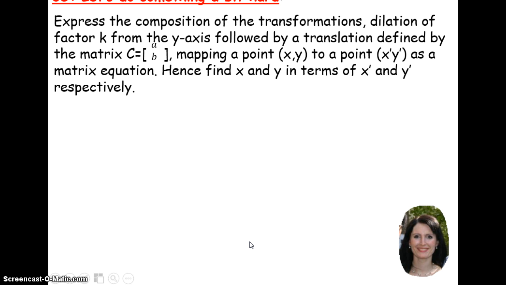Now let's do something a little bit hard. It says express the composition of the transformations dilation of factor k from the y-axis followed by a translation defined by the matrix C equals A on B, mapping a point x, y to a point x image, y image as a matrix equation. Hence find x and y in terms of x image and y image respectively. And we'll leave that actually for the next one because we're running out of time.